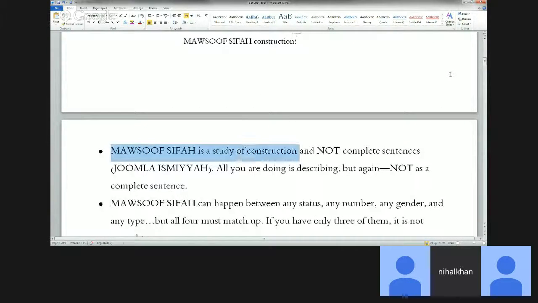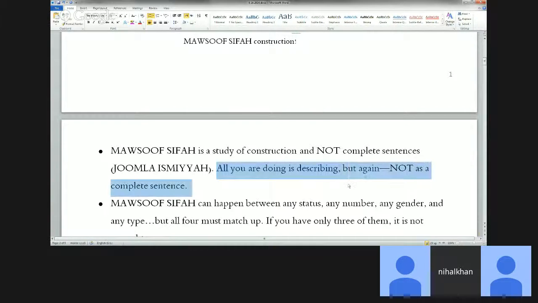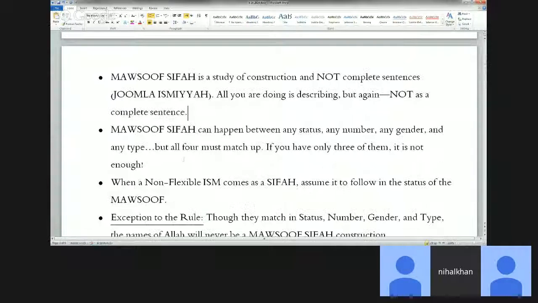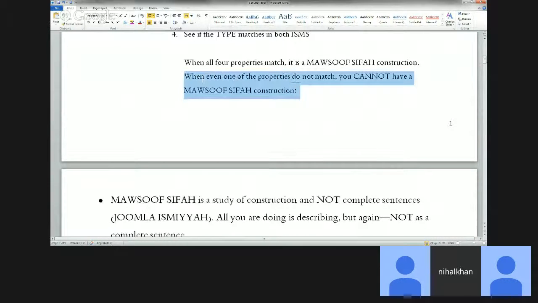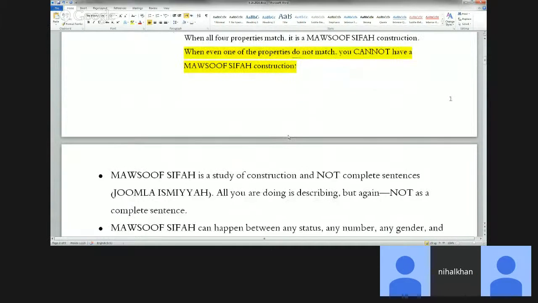Mawsuf sifa is a study of construction and not complete sentences, which is a point if we had done the jumla ismiya, but we haven't, so it's okay. All you are doing is describing, but not as a complete sentence. Mawsuf sifa can happen between any status, any number, any gender, and any type, but all four must match up. If you have only three, it is not enough, which I just mentioned up here, right? When even one of the properties doesn't match up, then it won't be mawsuf sifa.